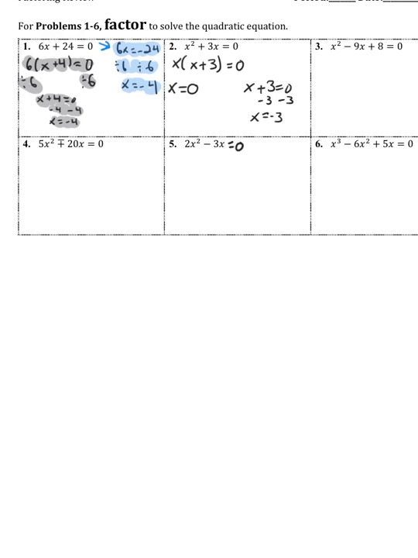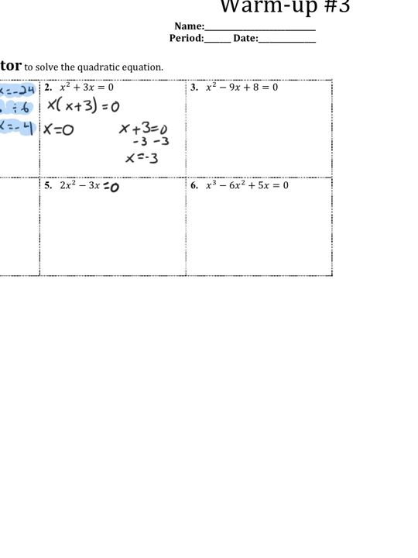All right. For problem 3, this one's a good example of where I might want to do the box method because I've got a middle number as well. And because I see a plus 8 there and a negative 9 in the middle, I know I'm going to need to have two negative signs there. And the factors of 8 that add to 9, there's 1 and 8, that adds to 9, 2 and 4, which doesn't, so that adds to 6.